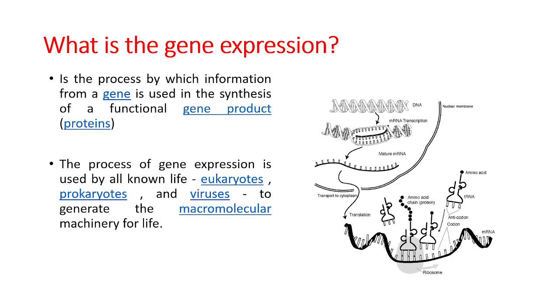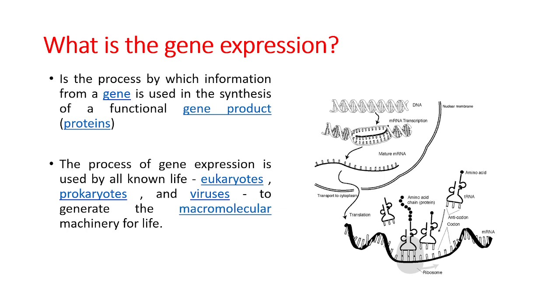Now, there is a process known as gene expression, by which the information from one gene is carried in the form of functional proteins. These genes are translated into different proteins to form a functional gene product. The process of gene expression is used by all known life forms, like eukaryotes, prokaryotes, and viruses, to generate the macromolecular machinery of life.